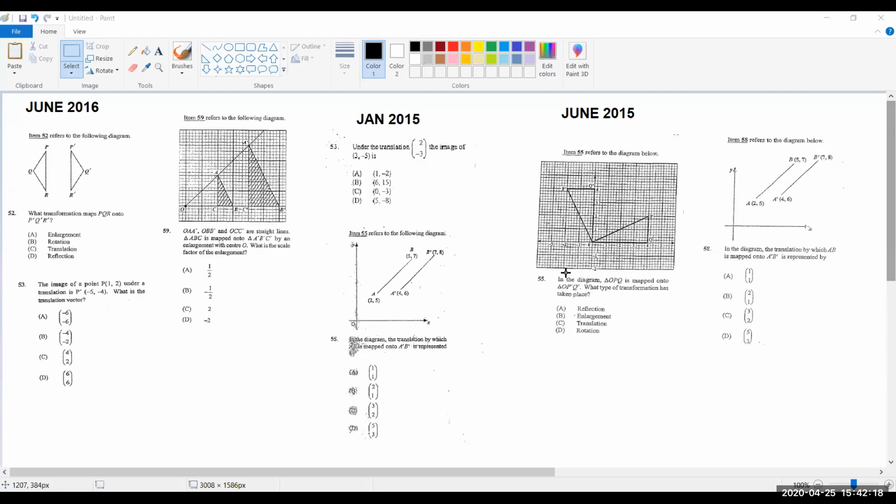Number 52. Anybody wants to give it a try? D. D, yes. So it is a reflection. That was a very easy one. The image of point P, which is (1, 2), under translation is (-5, -4). What is the translation vector?